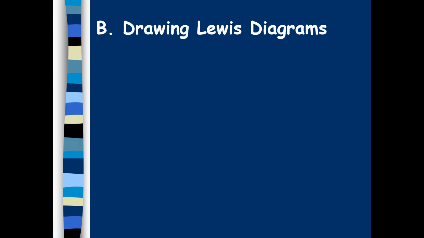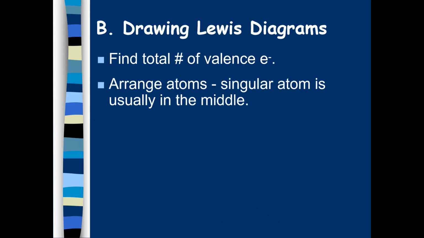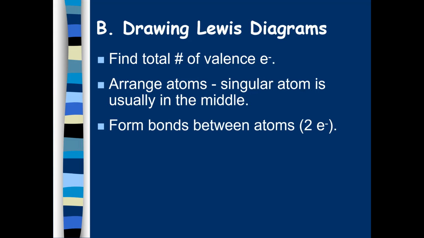Okay, so here's your rules. You might want to take a screenshot of these once I tell you which one's the last rule. Step number 1, you find the total number of valence electrons. Step number 2, arrange the atoms where the singular atoms are in the middle. In other words, the ones that you only have one of are usually in the middle. Another way of seeing it is whoever's least electronegative is going to usually take the center spot. Okay, form bonds between atoms.